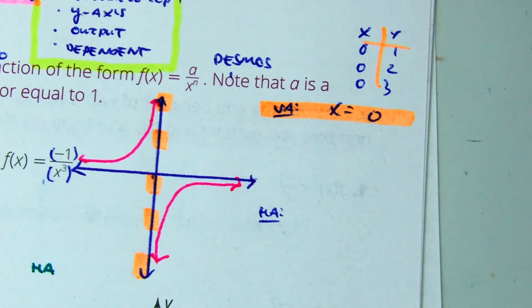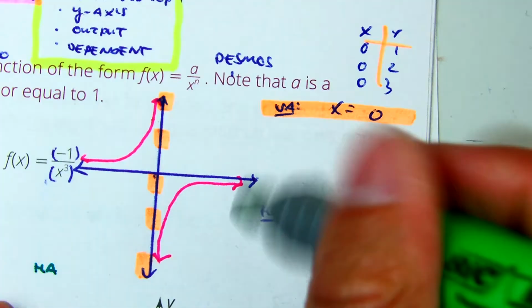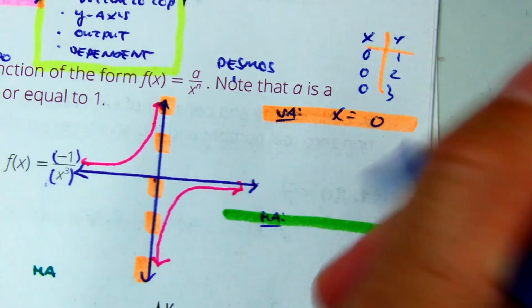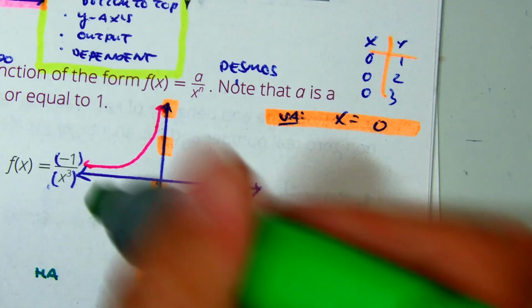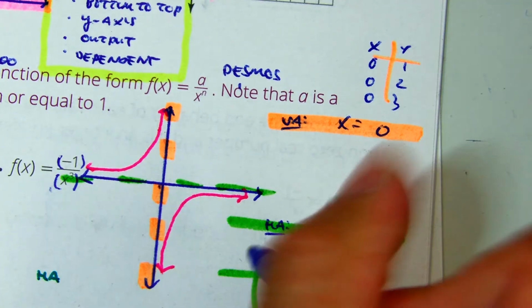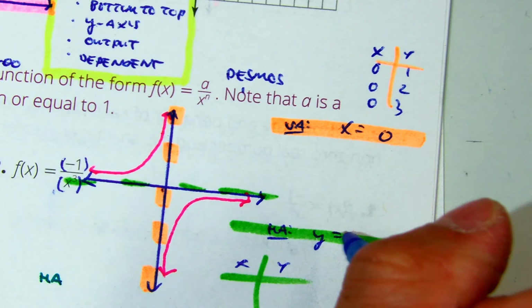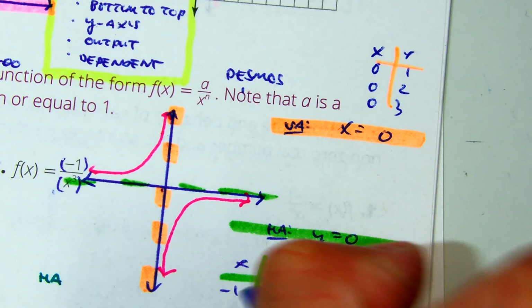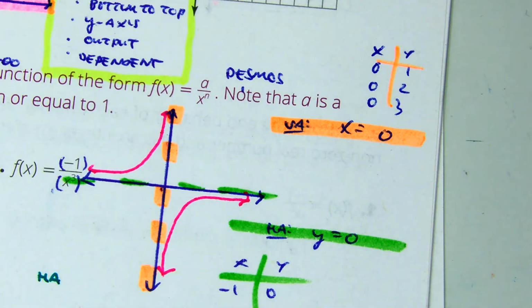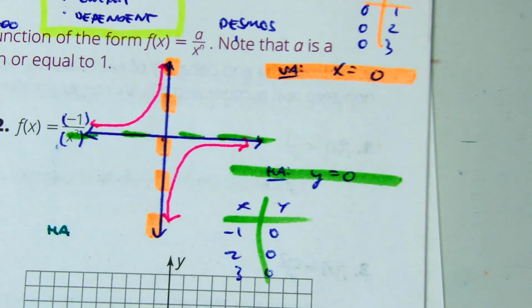John, Marisol, Camille? Horizontal? Is it y equals 0? Yes, there it is. When you take a table of values, you recognize that all your y values are going to be 0. So -1, 0, 2, 0, 3, 0. Okay? Okay, let's connect this now to domain and range.